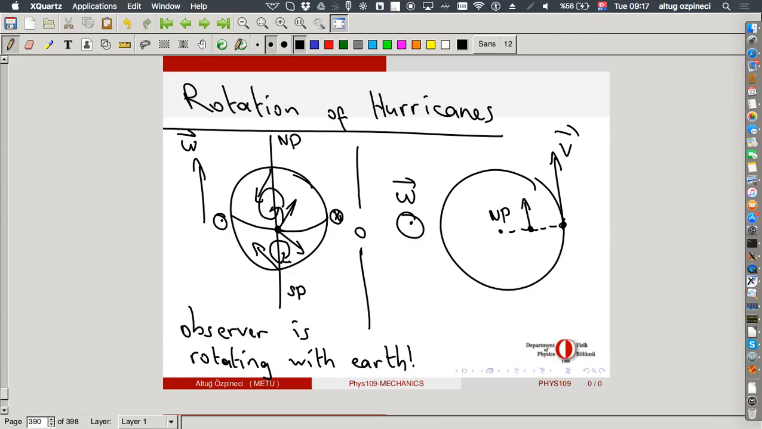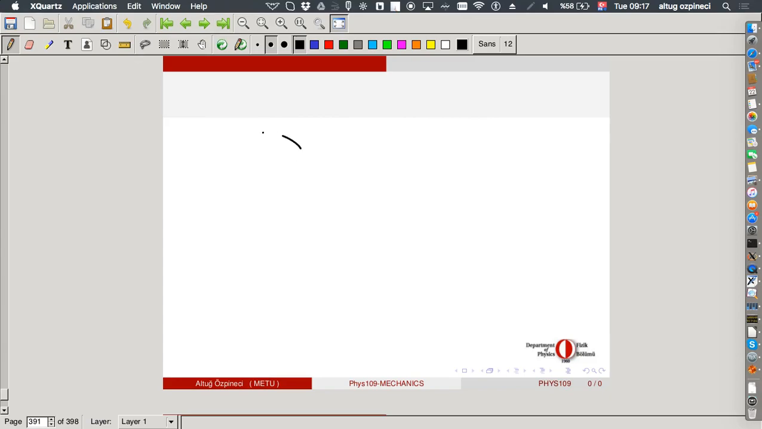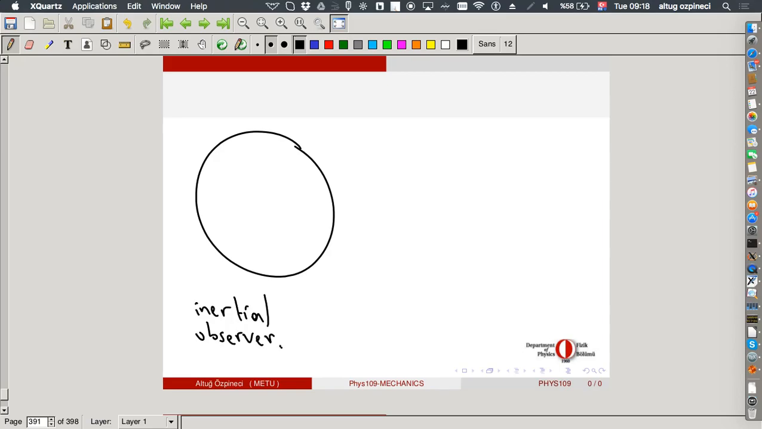I didn't understand how the observer sees that, according to relativity. Let's make another plot. This is the inertial observer.